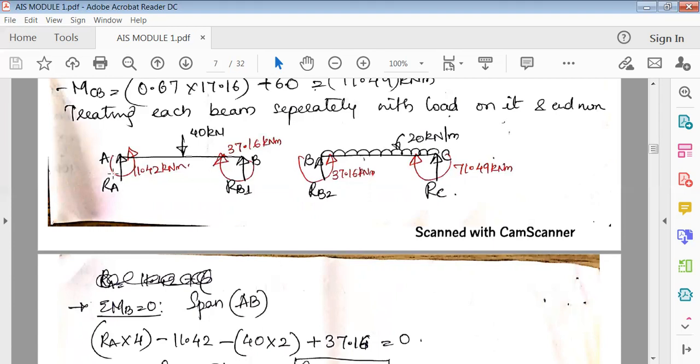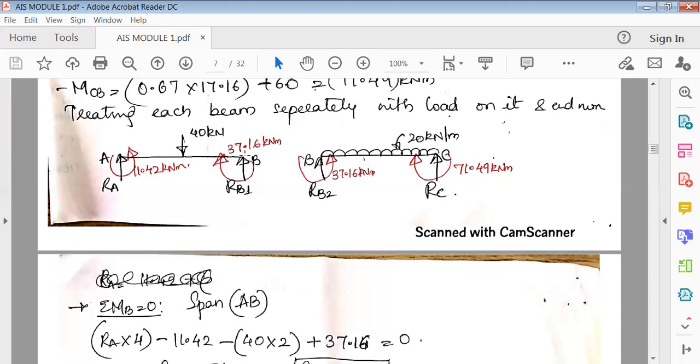Next, there is a moment which is anti-clockwise, so minus 11.42. Then this 40 is also going anti-clockwise, and anti-clockwise is negative, so it's minus 40 into the perpendicular distance. The distance is 2, half of this distance.